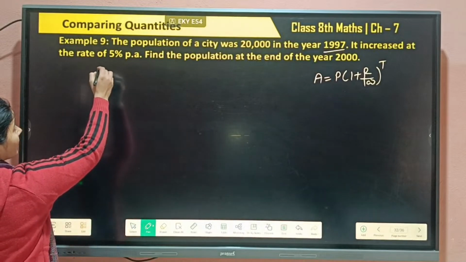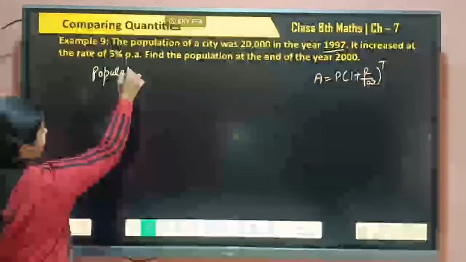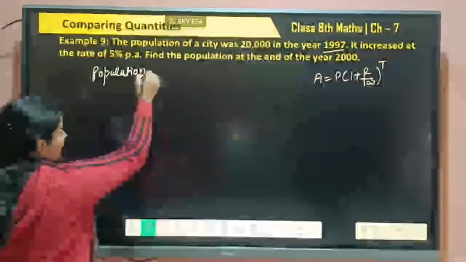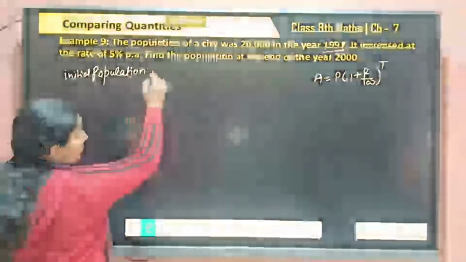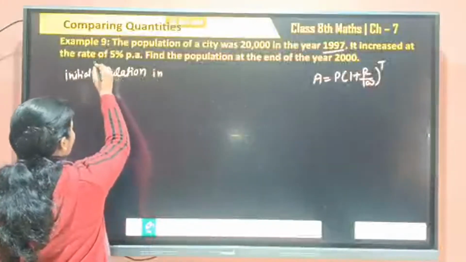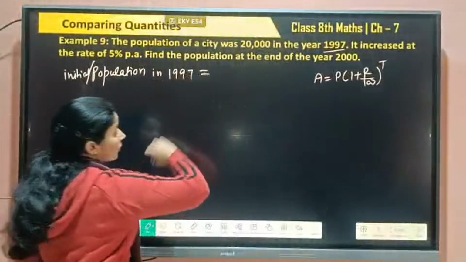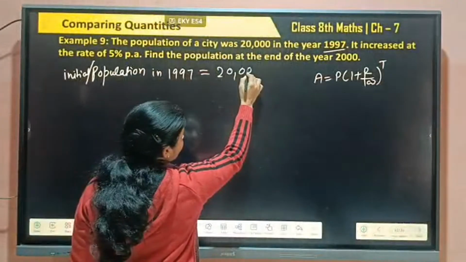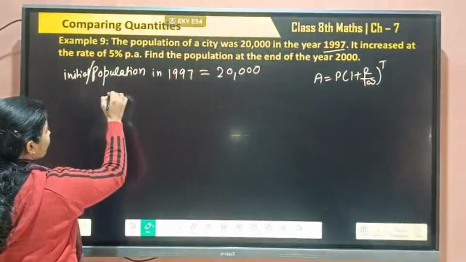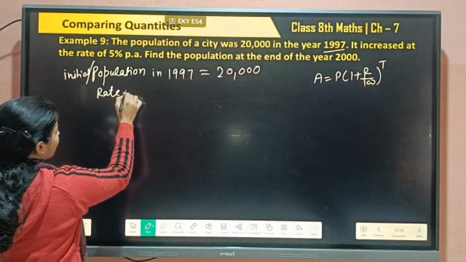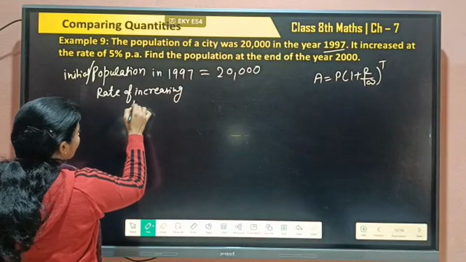You will write the initial population, or population in 1997, was 20,000. This was 20,000, and it is increased at the rate of increasing population.